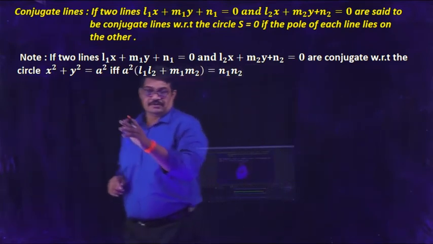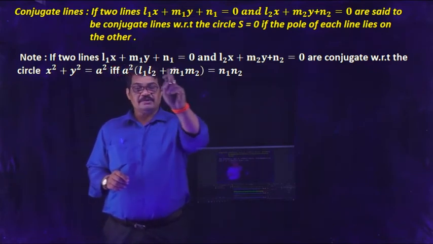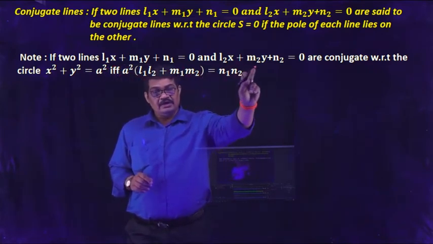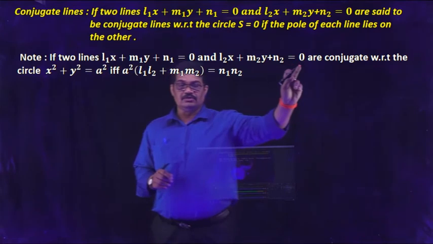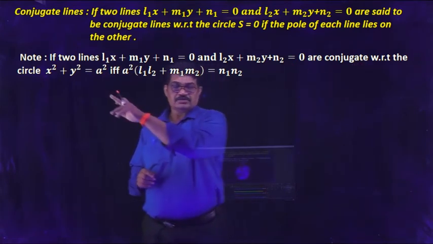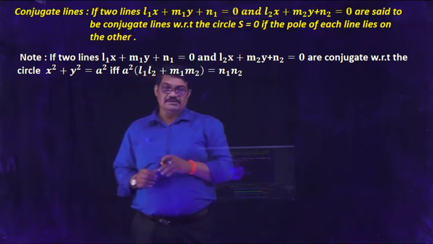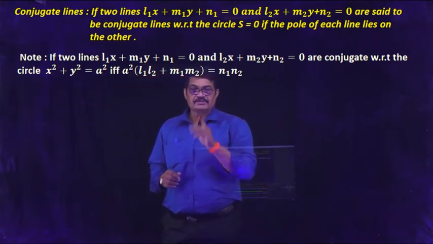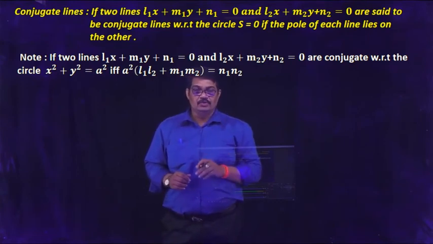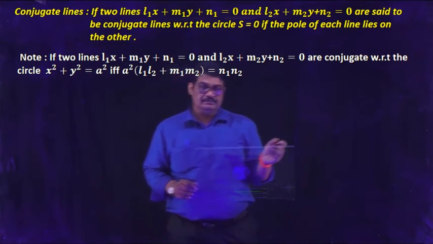So these are the two lines. If two lines L1x plus M1y plus N1 is equal to 0 and L2x plus M2y plus N2 is equal to 0 are conjugate with respect to the circle x square plus y square is equal to a square, here the condition is a square into L1 L2 plus M1 M2 is equal to N1 N2. This is the note I am explaining.